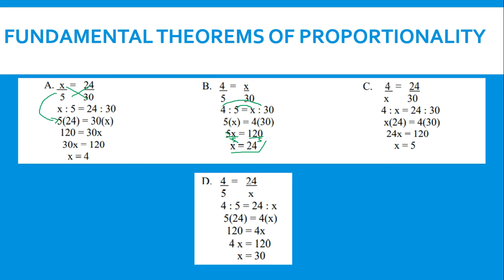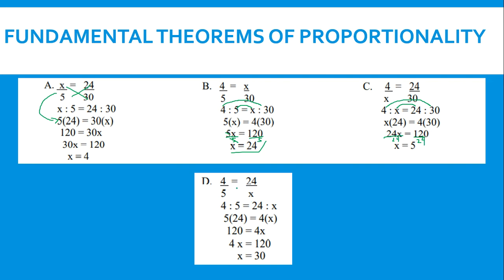Then letter C, 4 over x equals 24 over 30. Change again to colon form, that is 4 is to x equals 24 is to 30. Multiply the means, x times 24, and the extremes, 4 times 30. So 24x equals 120. Then divide both sides by 24, and the value of x is 5.